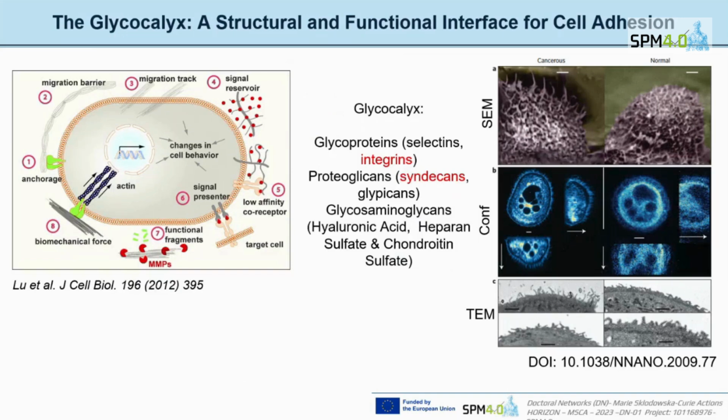So as I already mentioned, the cell has a lot of proteins sticking out of the membrane, and they form the so-called glycocalyx. And in that glycocalyx, we have integrins and syndecans. These are molecules which mediate cell-cell adhesion, cell-ECM adhesion, generally whatever the cell wants to touch, it uses these receptors. And from different types of imaging techniques, you can see that this is not a structure that we can just ignore.